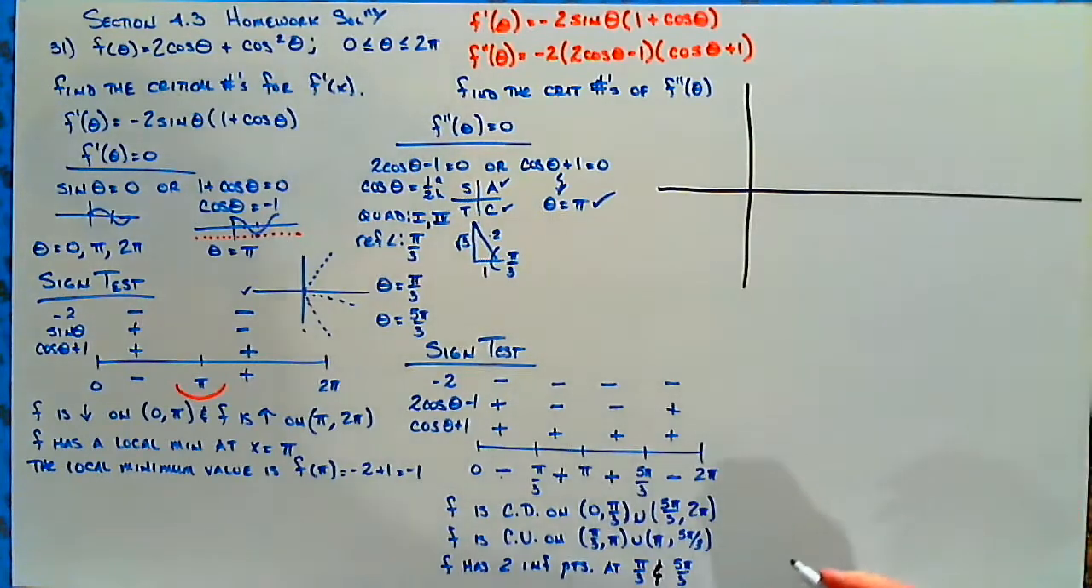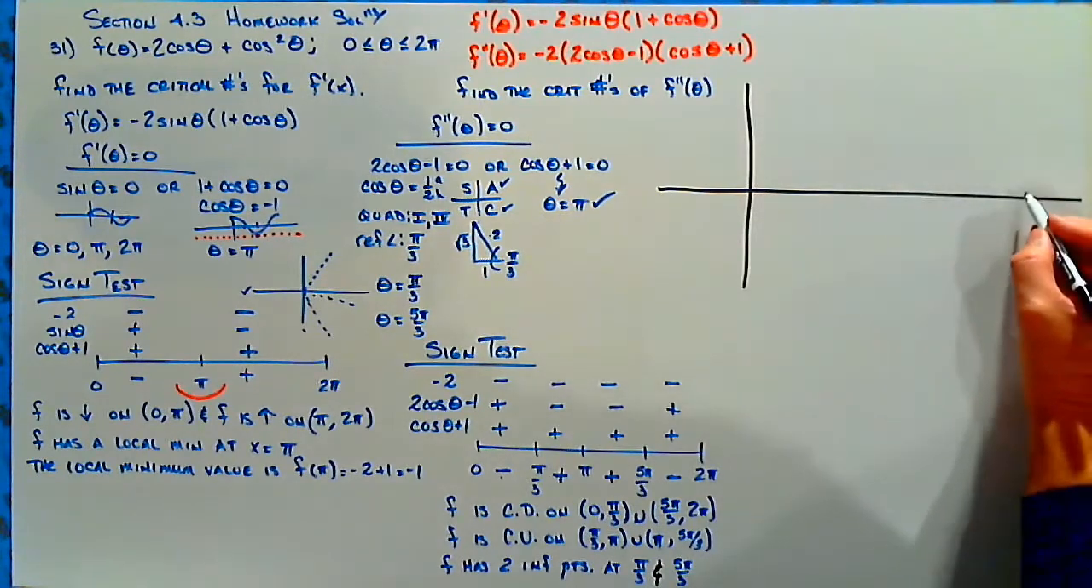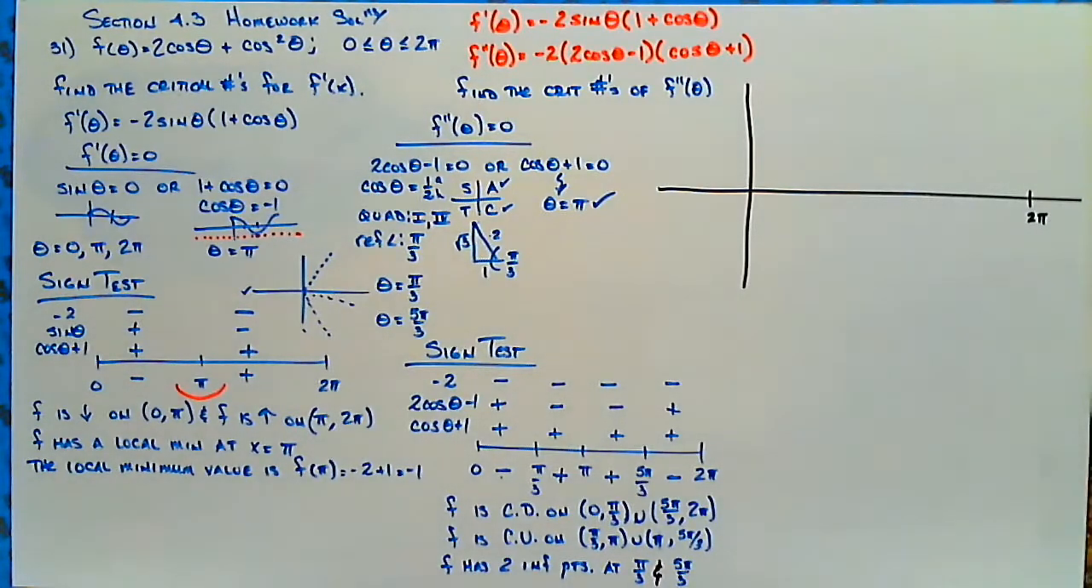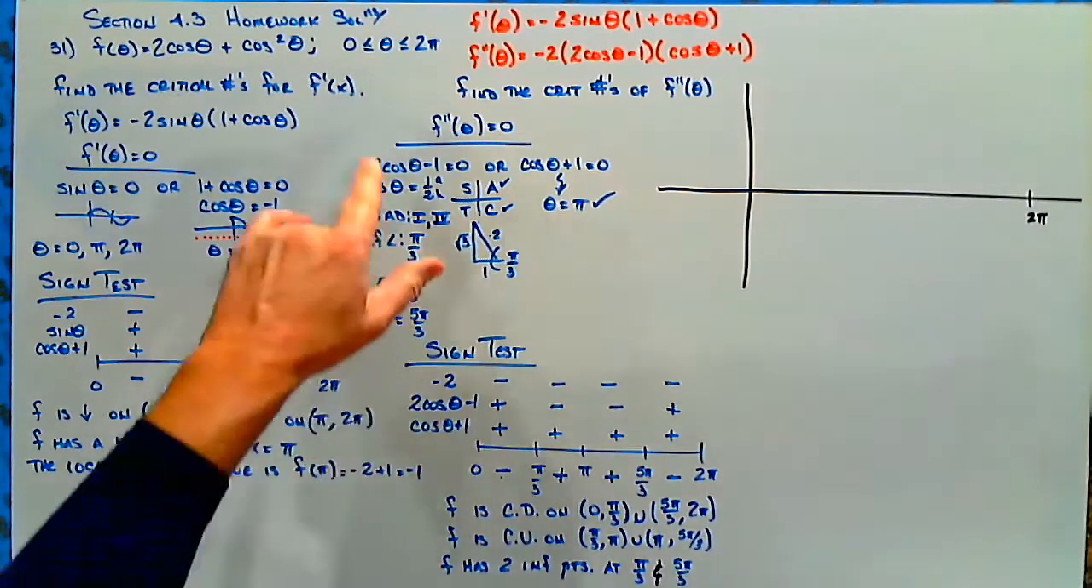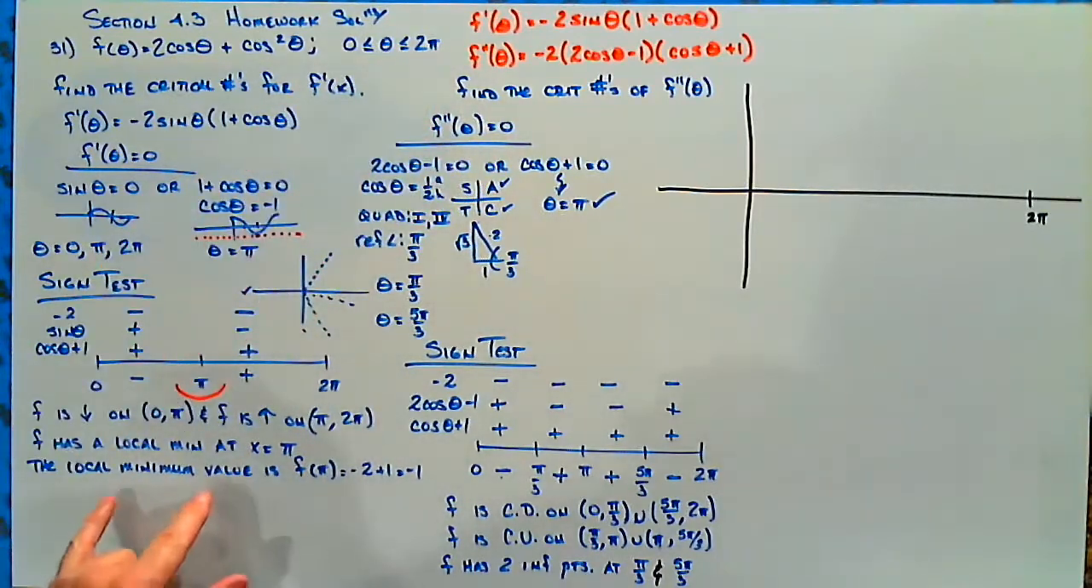Now remember, we're restricted to the domain from 0 to 2 pi, right? So we'll call this 2 pi right here. Now, I like to begin by plotting some points. And the points that I'm going to choose to plot are going to be the endpoints of my domain, the beginning and ending of my graph. I'm going to plot my minimum, right? And I'm going to plot my inflection points. So all of those points need to be plotted.